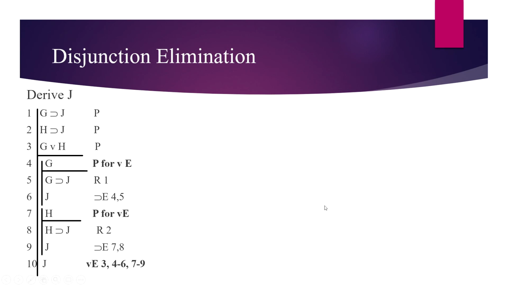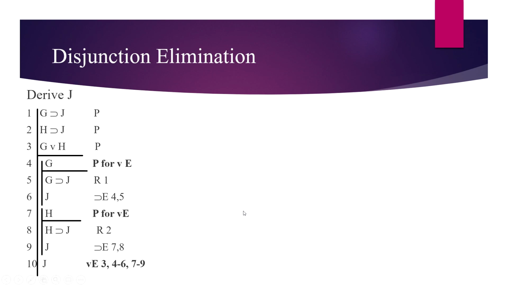We need to cite line 3, with the original disjunction G or H, lines 4 through 6, that subderivation where we assumed G and proved J, and lines 7 through 9 where we assumed H and proved J.